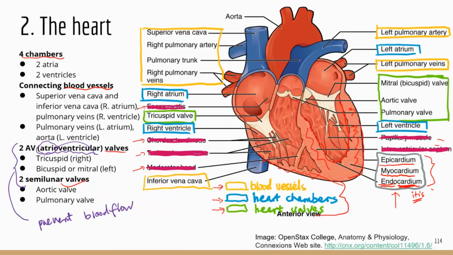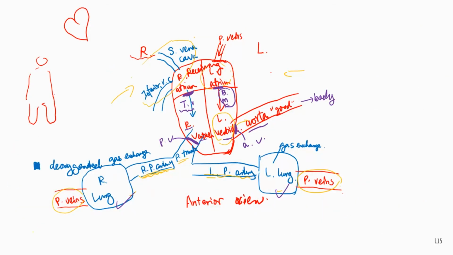So that's all the structures you need to know about the heart, right? It's not that bad. Again, we went over the chambers, the blood vessels, the 4 heart valves, and that's it. That's all that's on this diagram. It looks like a lot, but once you get down to it, it's not that bad.